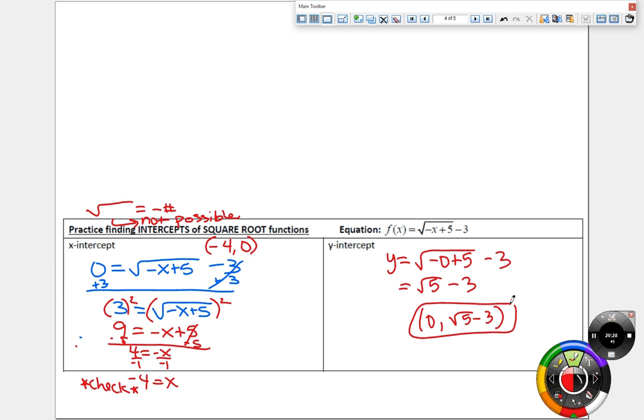So if I plugged this negative in here and it had just been like negative 3 or something, I would have stopped and said no y-intercepts.